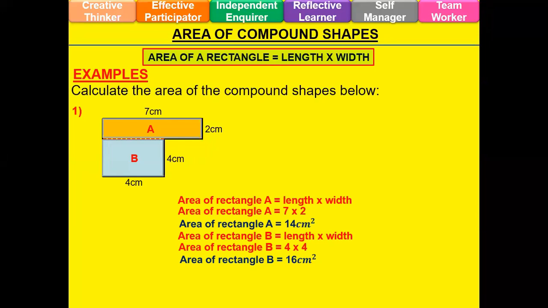And the two areas, therefore, are 14 centimeters squared and 16 centimeters squared. Now, what is 16 plus 14? What is the sum of 16 and 14? Check your answer, Maki. Yes, the sum of 16 and 14 is 30. So therefore, the area of this compound shape equals 30 centimeters squared.